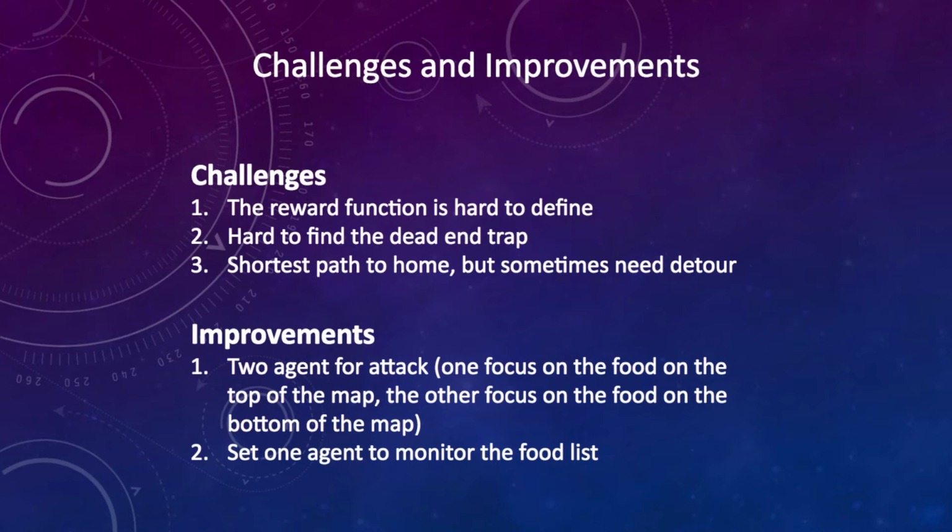Our agent also easily gets stuck in some dead-end paths. What's more, our agent usually finds the shortest path to get home. However, if there is an enemy on that path, we might want our agent to detour. During our test, we found that most of our competitors just use one agent to attack and one agent to defend. If we have 2 agents to attack, we might have more chance to eat more food.